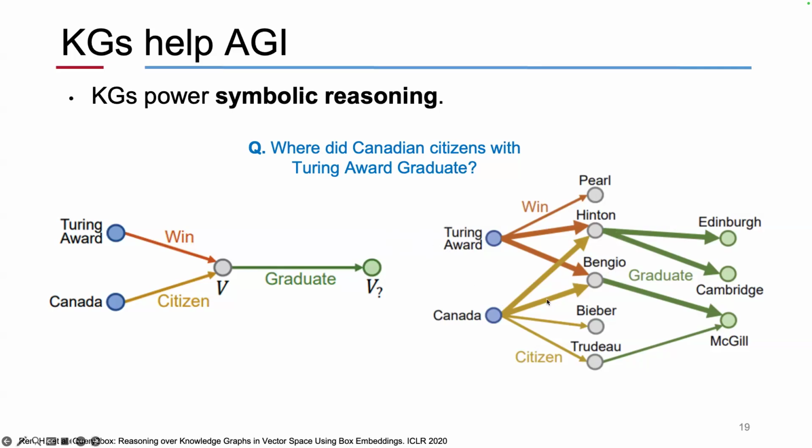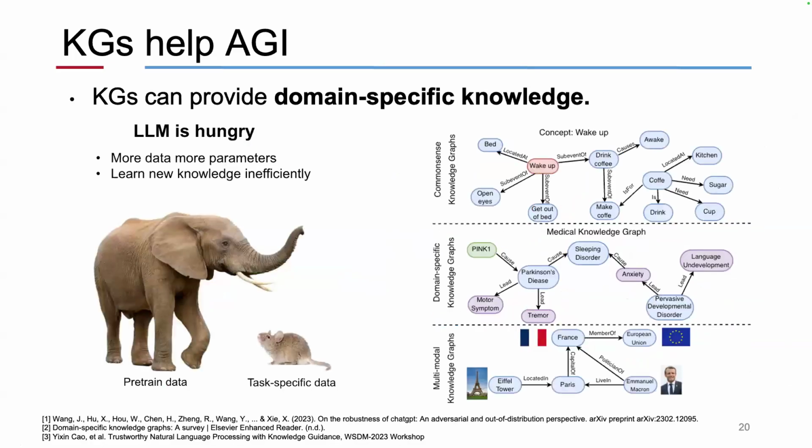Here we showed how we derive the final answer. For instance, for the Turing Award, we got a couple of persons, and also for Canadian citizens, we have a couple of persons, and finally we know that it is Hinton and Bengio, right? And then we can find the graduate university, and then we can get the answer. So the knowledge graph can help us do symbolic reasoning in a very effective way.